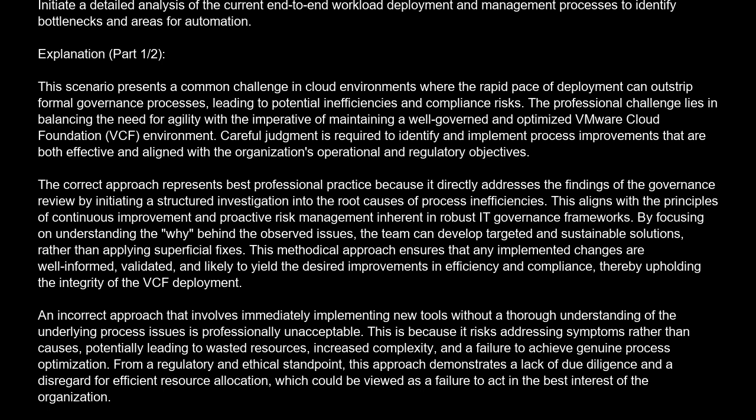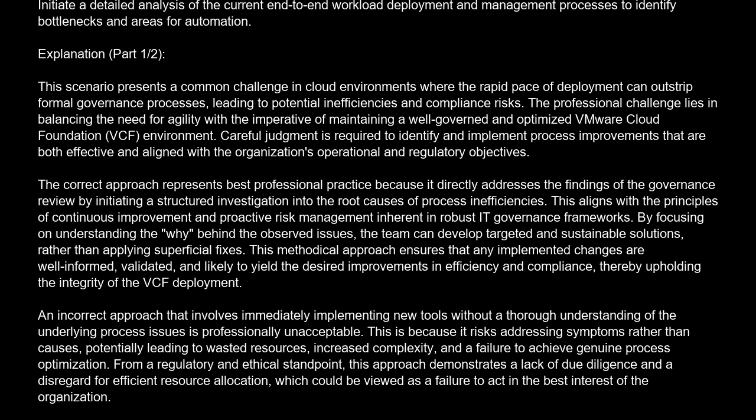Explanation. This scenario presents a common challenge in cloud environments where the rapid pace of deployment can outstrip formal governance processes, leading to potential inefficiencies and compliance risks. The professional challenge lies in balancing the need for agility with the imperative of maintaining a well-governed and optimized VMware Cloud Foundation (VCF) environment. Careful judgment is required to identify and implement process improvements that are both effective and aligned with the organization's operational and regulatory objectives.